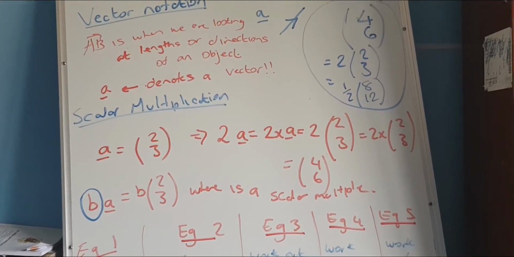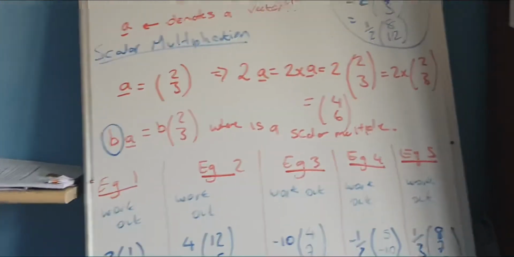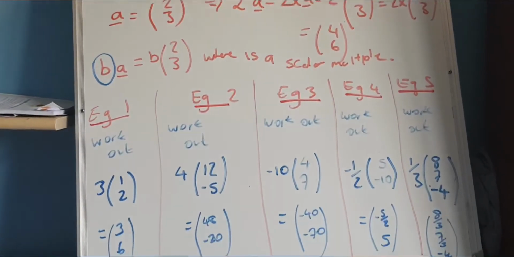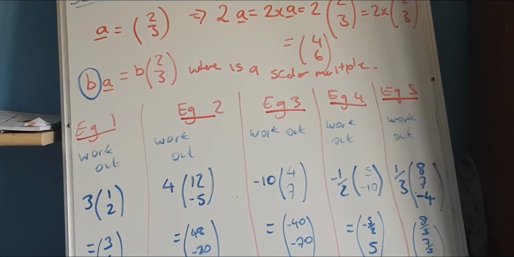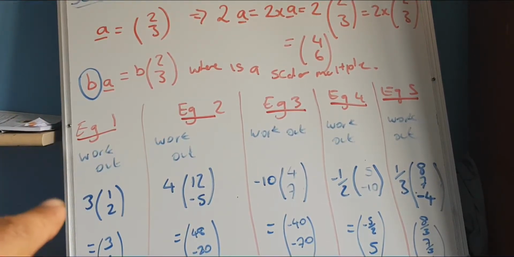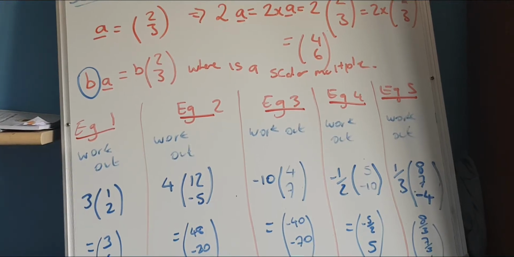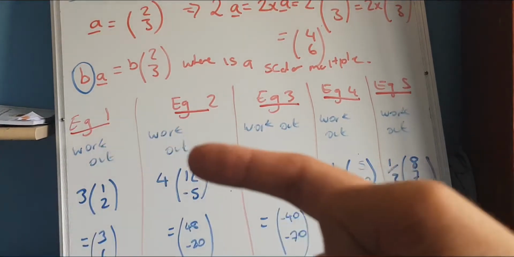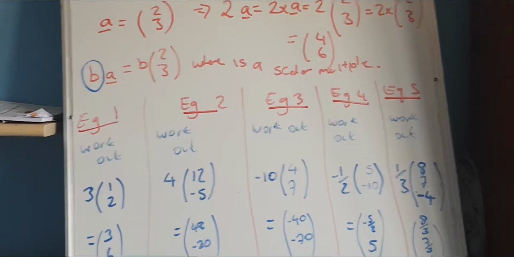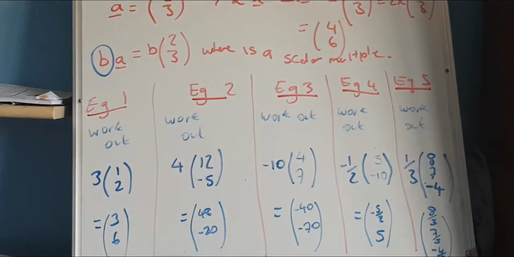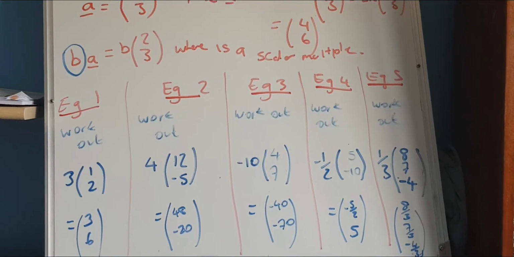It'll be 5 quick examples, just to get us through it quickly for today's lesson. Example 1, work out 3 times the vector (1, 2). Again, it will be 3 times 1, which is 3, and 3 times 2, which is 6. So they should be my answers.